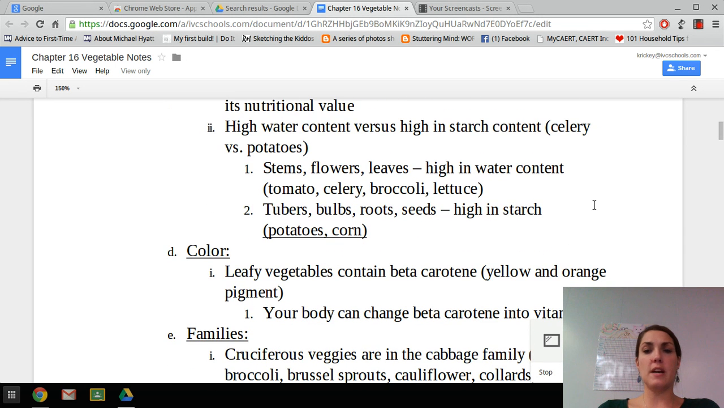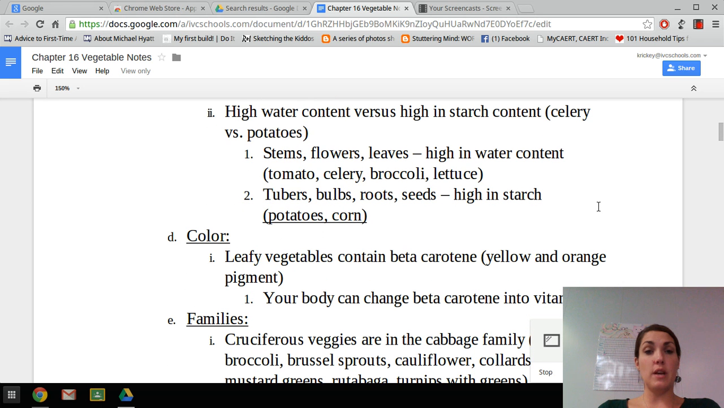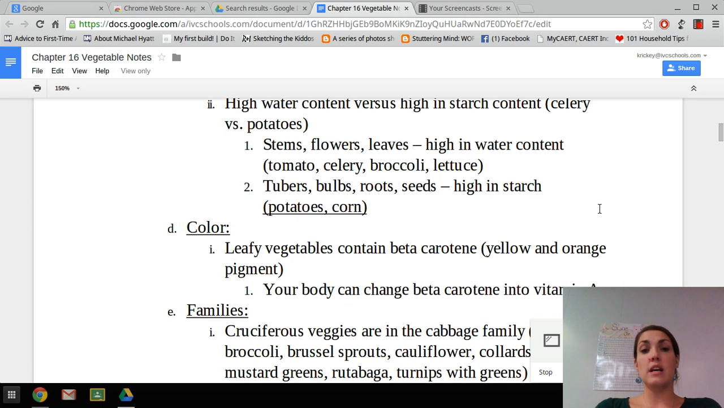Okay, next way to classify is by color. Colors actually indicate nutritional value in different foods, especially vegetables. And one of the things you can look at is the beta carotene content. Leafy green vegetables and yellow orange vegetables both are going to have a high beta carotene content. And that's important because beta carotene is converted into vitamin A in your body. Okay, so your answer for number 8 is leafy greens contain beta carotene, which your body changes into vitamin A.